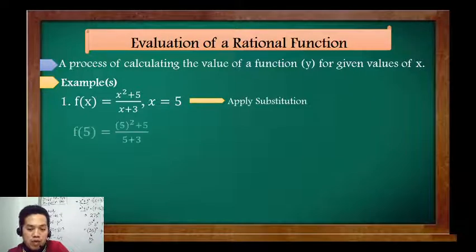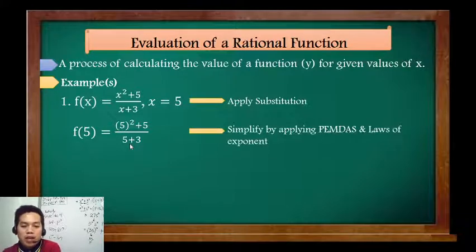So apply substitution. We have f of x; instead of writing x, we replace x with 5. That is why we have f of 5 is equal to x squared. Then our x is equal to 5, so replace x with the value which is 5. So 5 squared plus 5 over x plus 3, or replace the value of x, 5 plus 3.